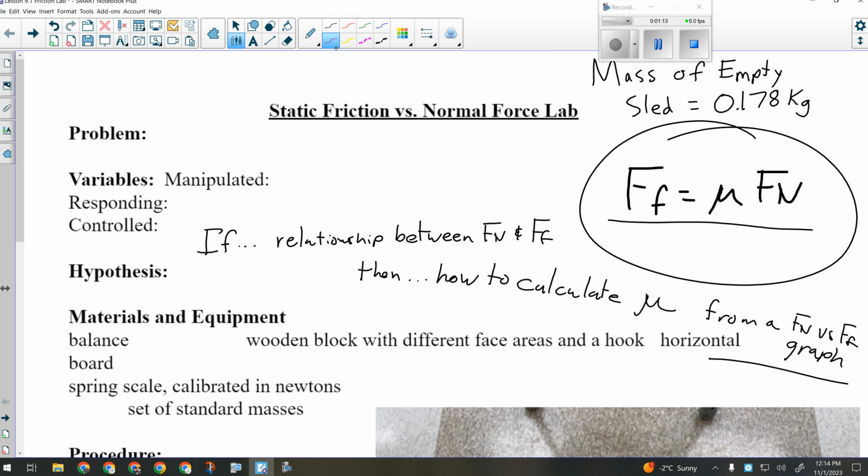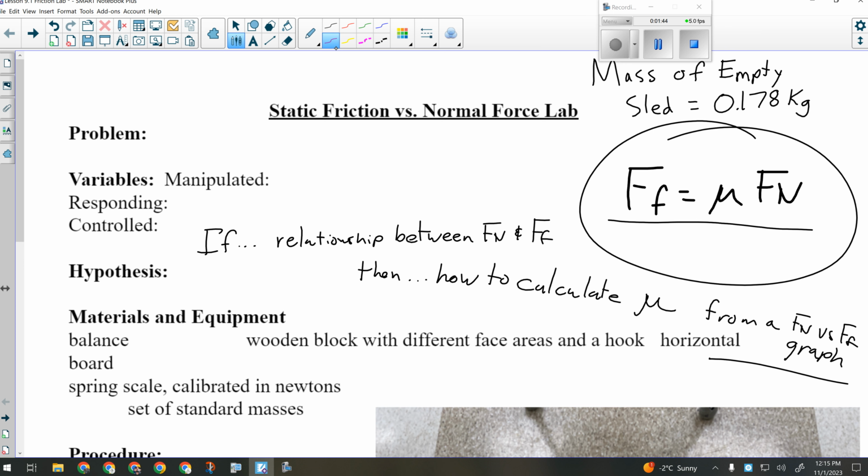What we're going to do is change how much mass is in the cart, but that's not necessarily what we're manipulating. When we change that, it changes something else in this formula. Because really what we're testing in this formula is the relationship between normal force and the force of friction. So one of these is our manipulated and the other is our responding. Everyone follow me there?